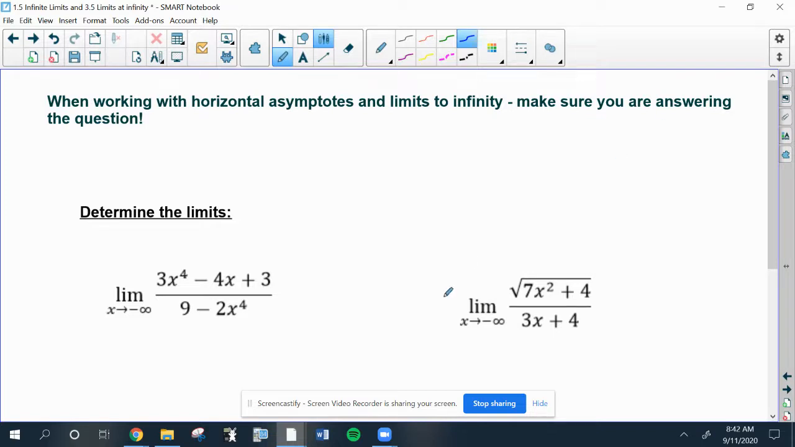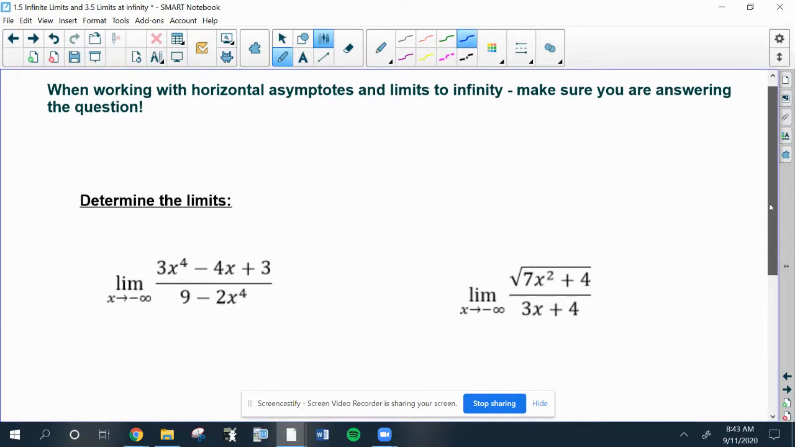So if you're looking at these first two questions, they're just limit questions. But notice that they're both going to either positive or negative infinity. So they do represent asymptotes. So for the first one, it's a rational function. You know the limit as x goes to negative infinity would be where its horizontal asymptote is.